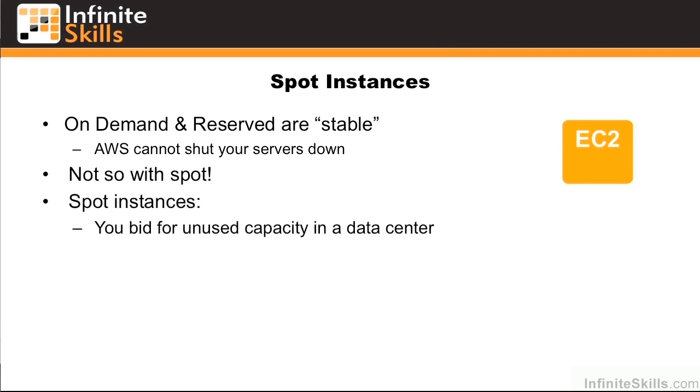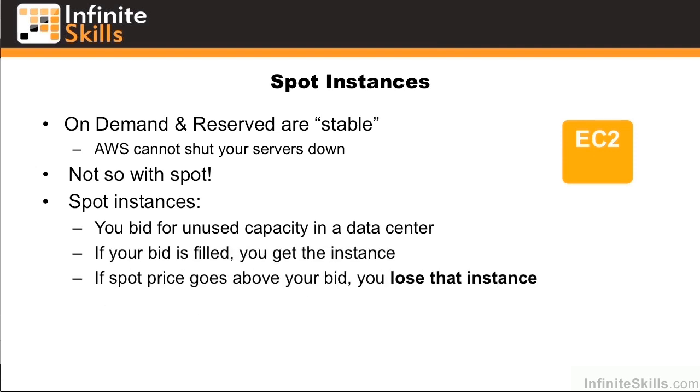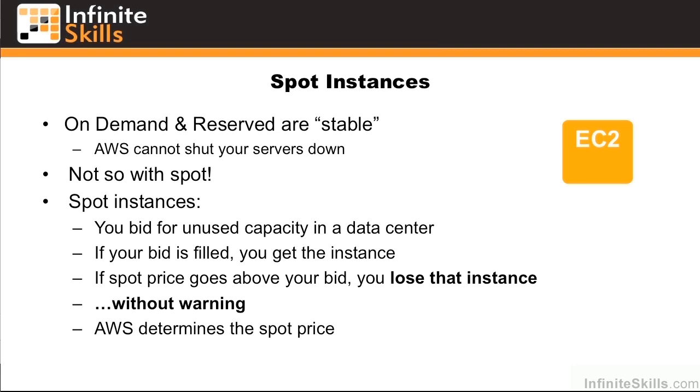With spot instances, you're essentially bidding for unused capacity in a data center. If your bid gets filled, you get the instance. If, however, the spot price goes above your bid, you're going to lose that instance without warning. Amazon determines the spot price rather than the market. Amazon, of course, uses the supply and demand available on an AZ to determine that price.